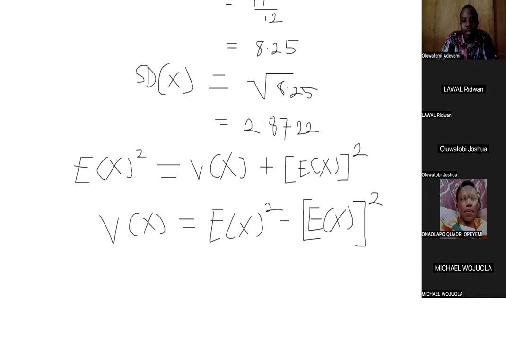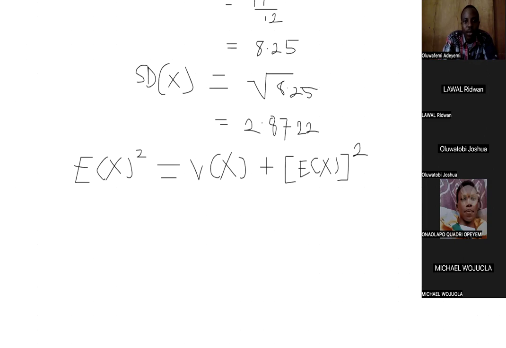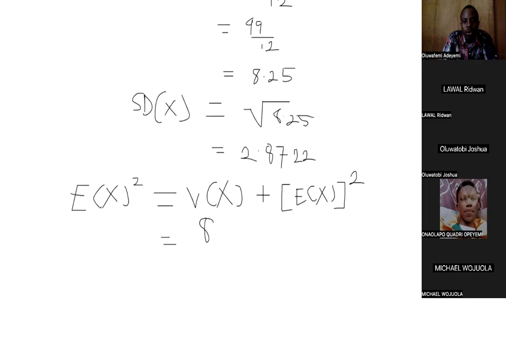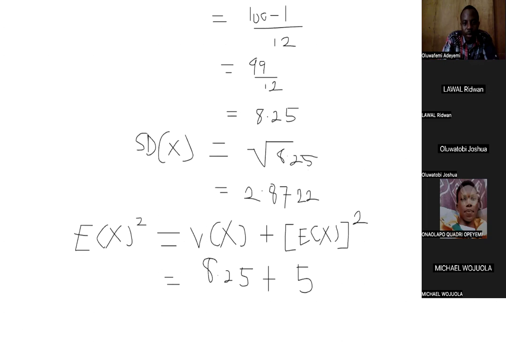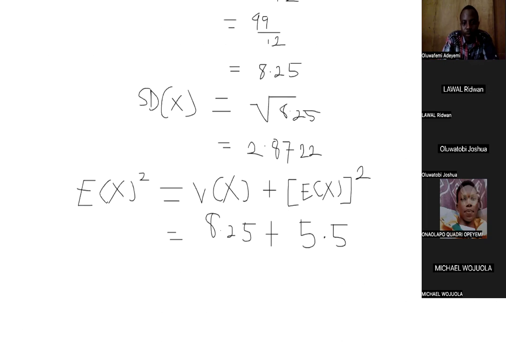And in that case, you just need to sum up what you have from your variance. The variance was 8.25. And then your expected value of X was found to be 5.5. And if you sum the two together, you should have 13.75. I guess I'm correct.